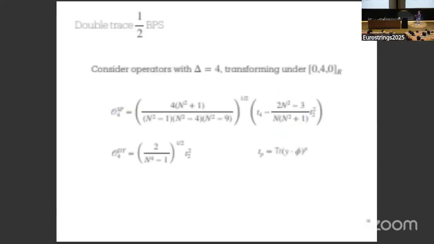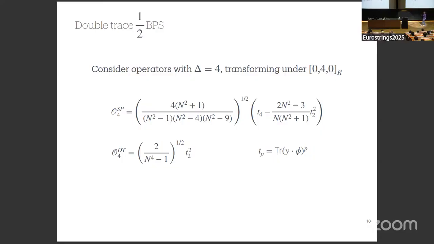And actually, let me just go to this case here, where we have a VPS operator of dimension 4. So you see, this is what I just mentioned before. At dimension 4, we have two operators. So we have one operator, which I denoted with SP, which means single particle.